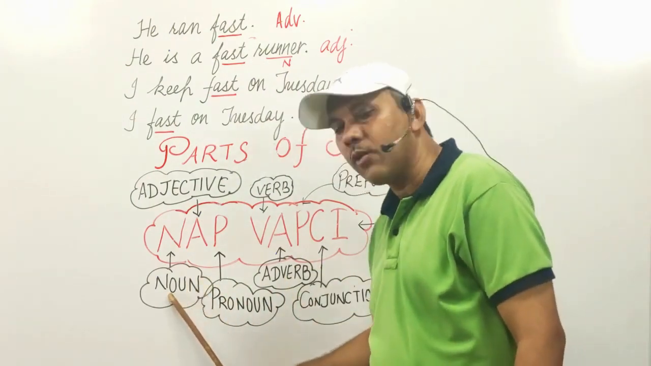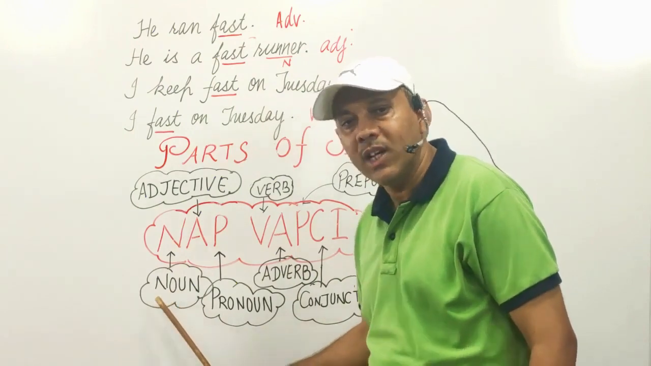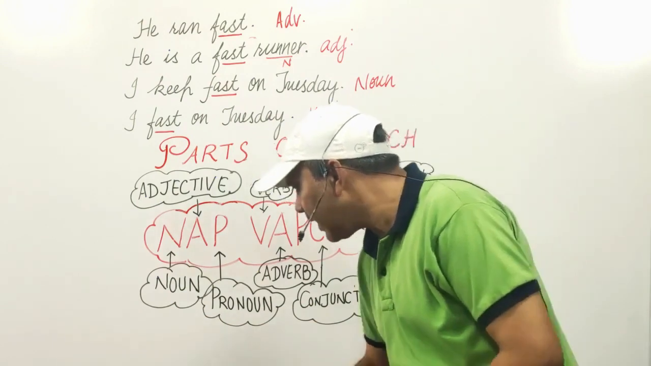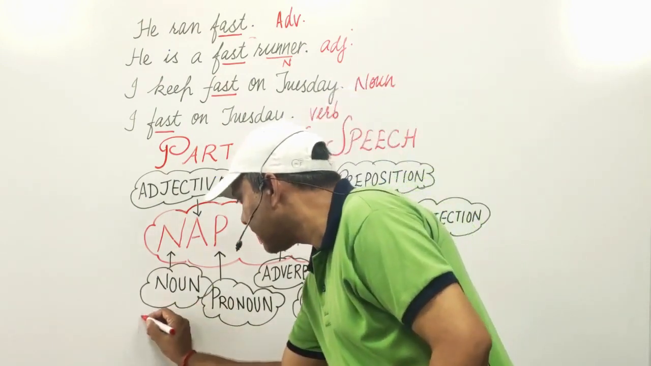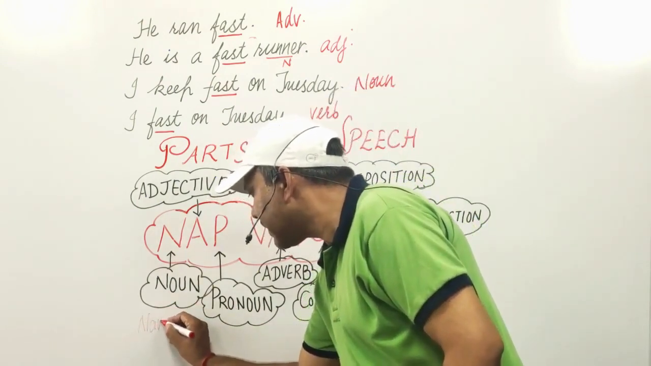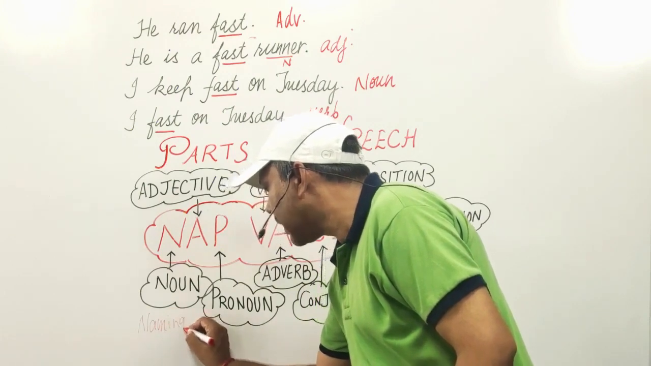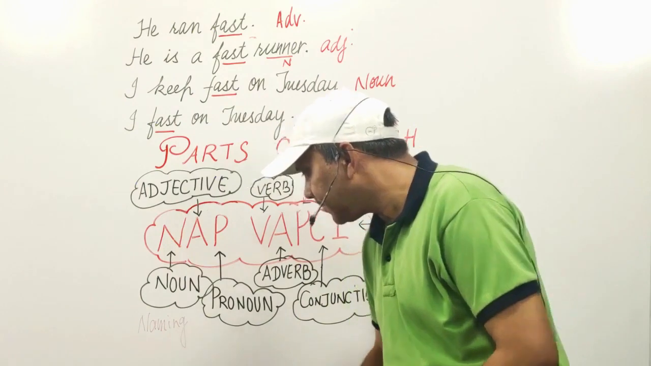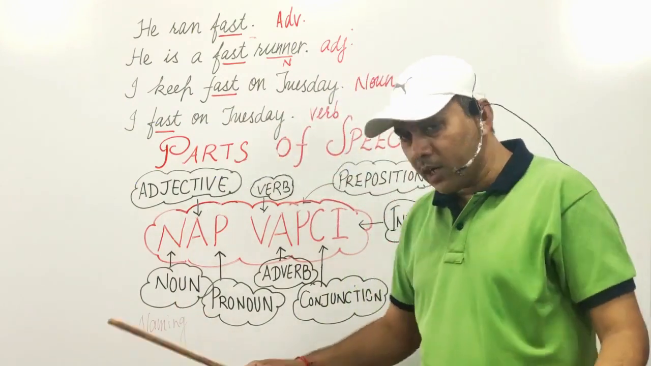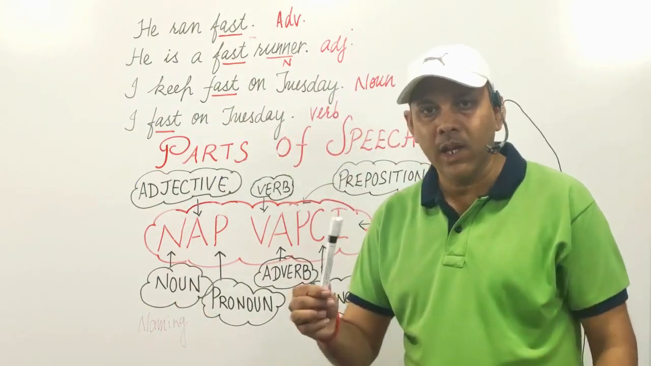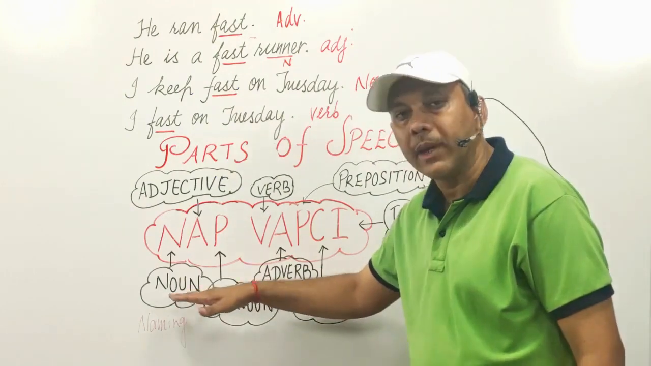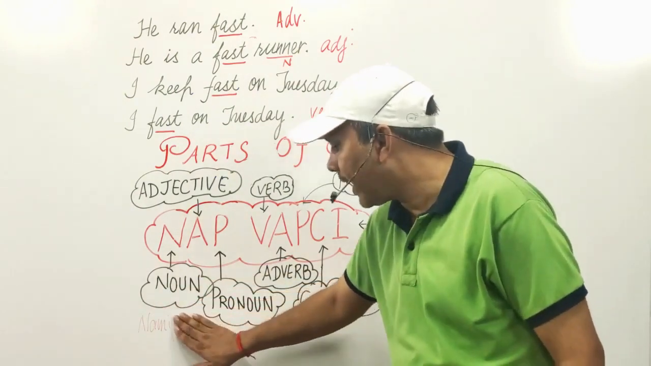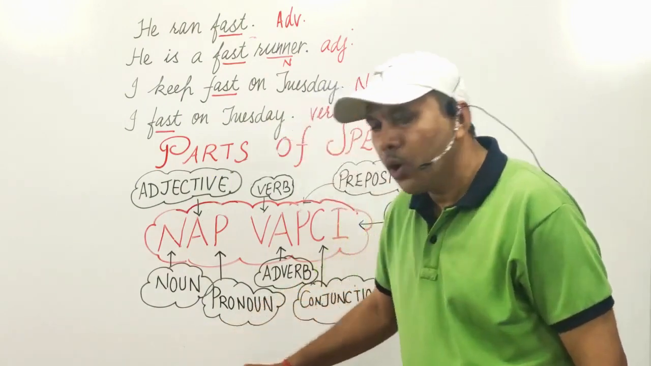For example, first of all, noun. What is noun? Noun is a naming word. It tells us about the names. For example, here we are, this is a marker. Name of a person, place, thing, idea, feeling, that is known as noun.